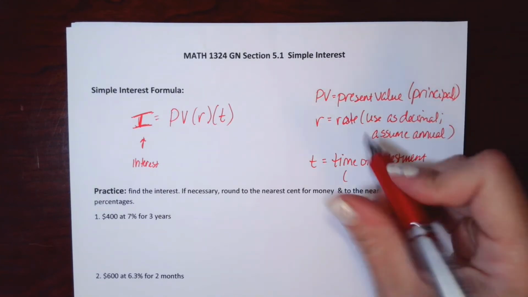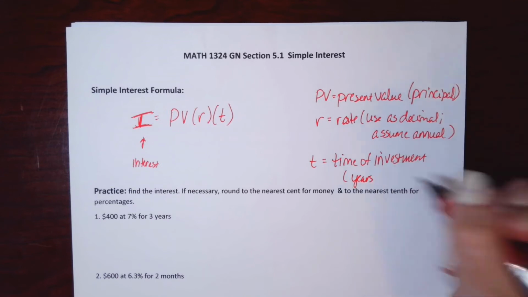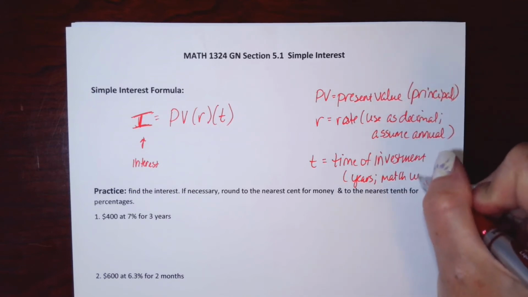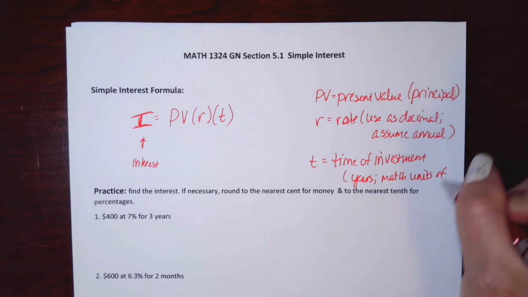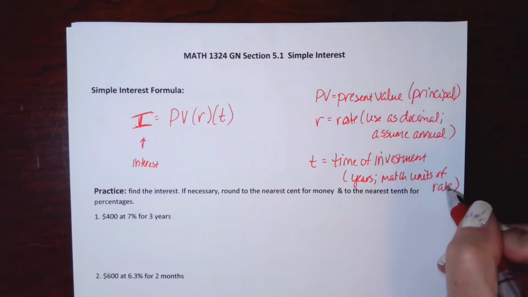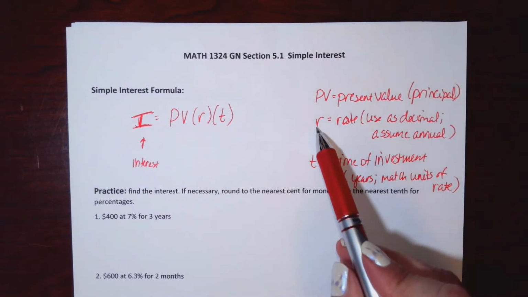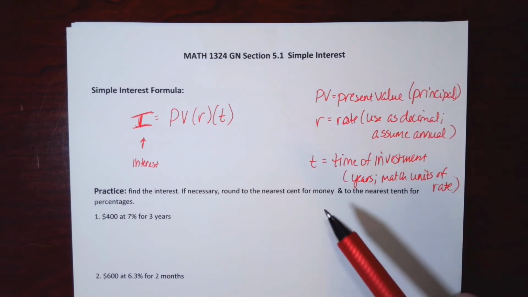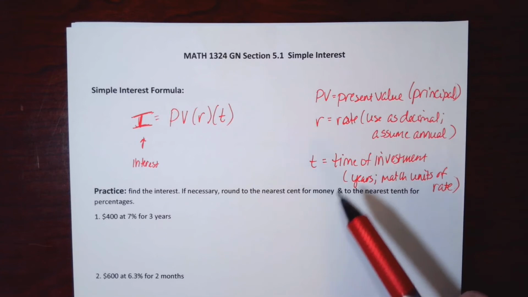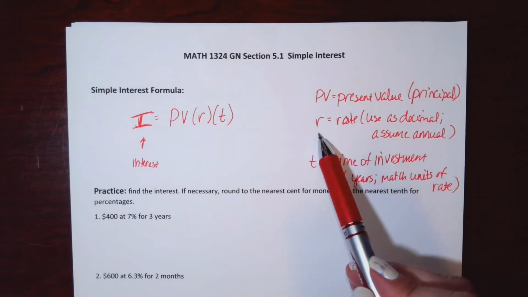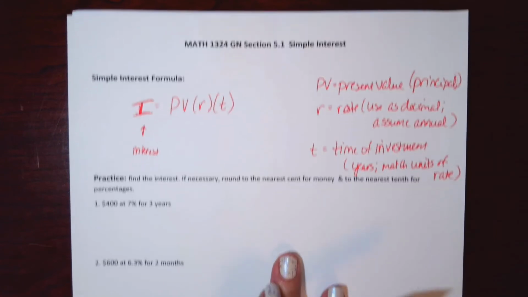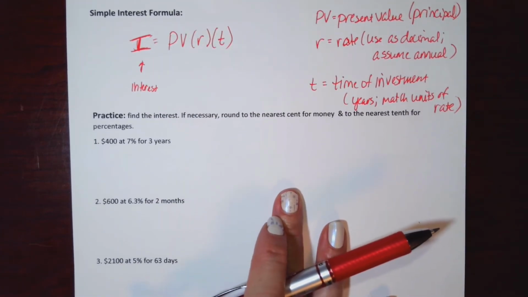And again, we are going to assume, unless told differently, that this is years, and it has to match the units of the rate. So if for some reason you were given a monthly rate, time would be in months. But we are always going to make the assumption, unless we're told differently, that we are given an annual rate and need to present our time in units of years. Okay, let's put this formula to work.